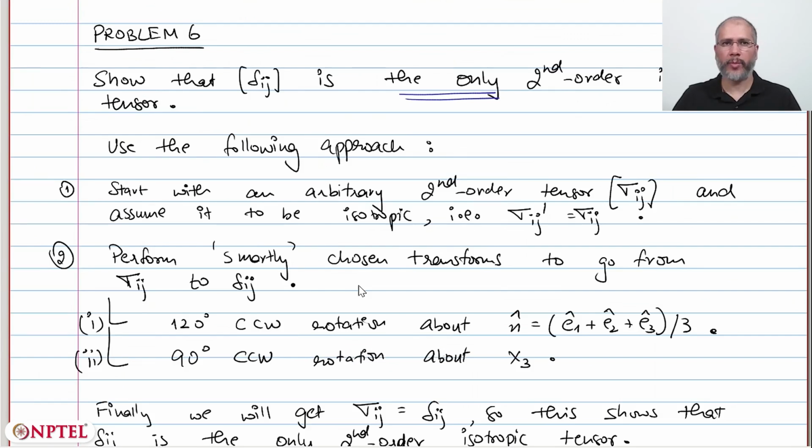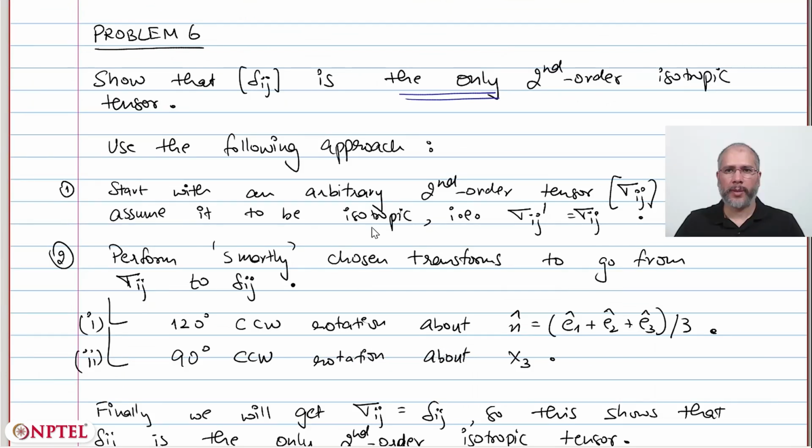So let us look at problem number 6 now. The problem states that we have to show that Kronecker delta, that's delta ij, is the only second order isotropic tensor. We had mentioned this in the previous lectures, but today we will show that through a problem. Now the job here is to show that it is the only second order isotropic tensor. So as a part of the problem, the following approach is suggested.